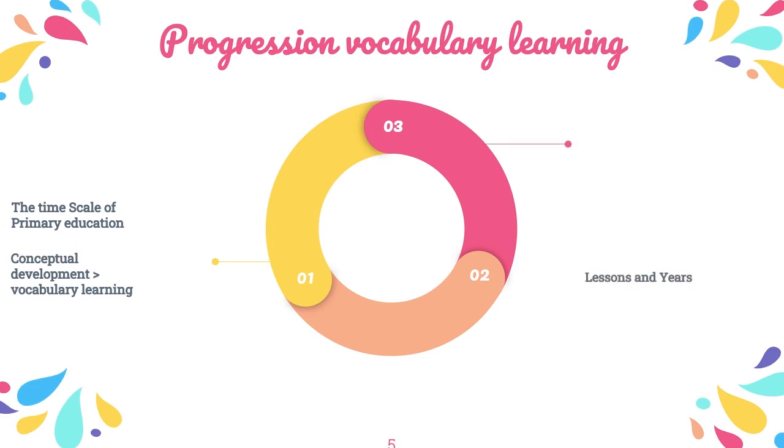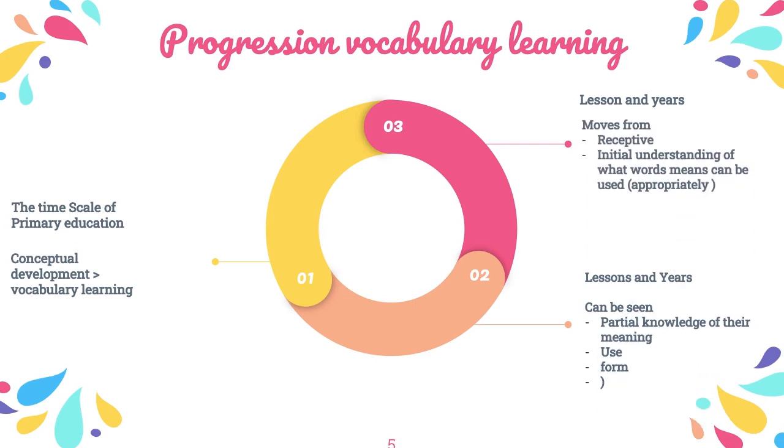The second, over lessons and years. Knowledge about particular words can be seen as a progression from partial knowledge of their meaning, use, and form to fuller knowledge. The third, over tasks and lessons, progression in vocabulary learning moves from receptive and initial understanding of what a word means to being able to use it appropriately.